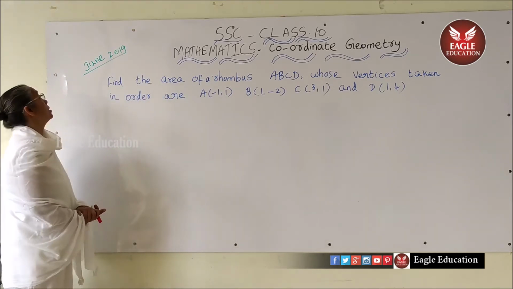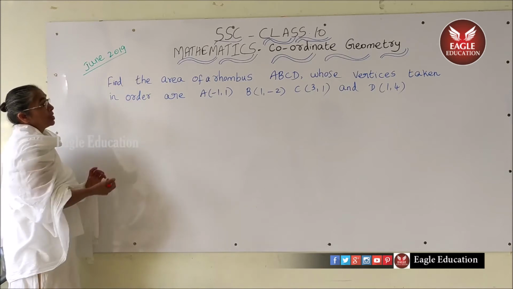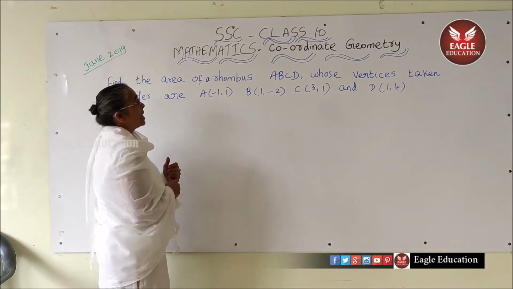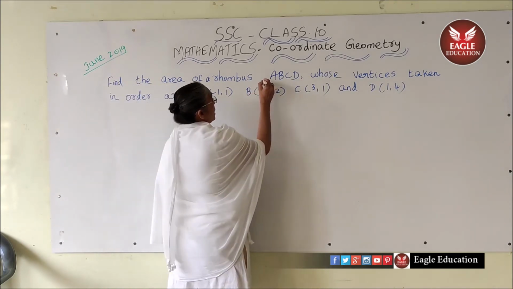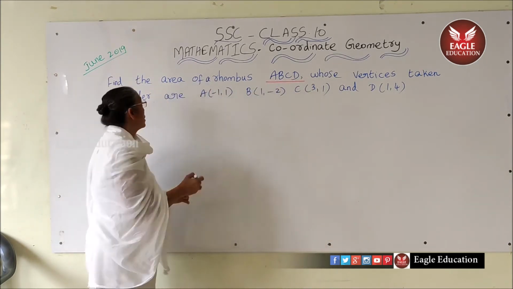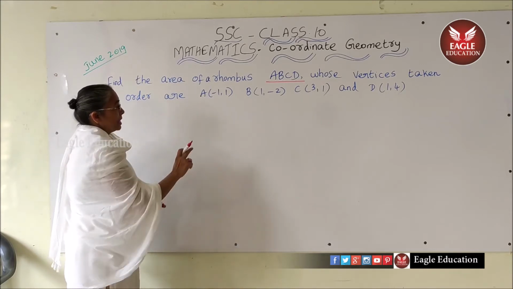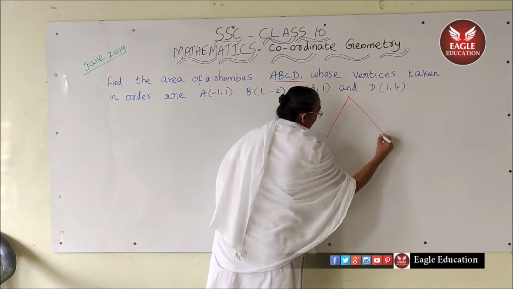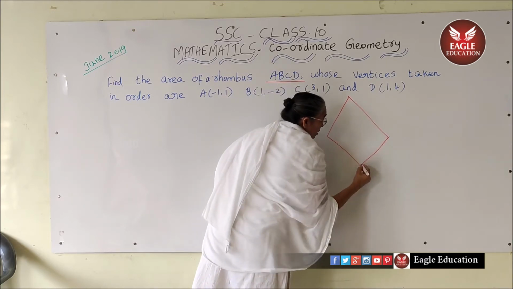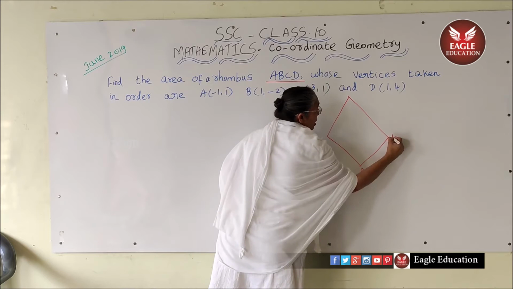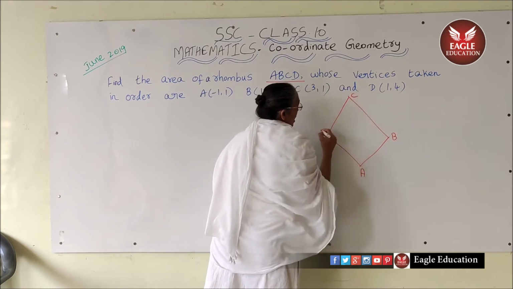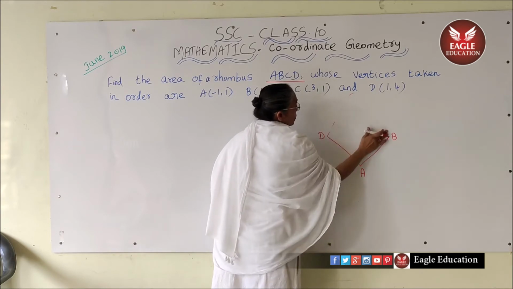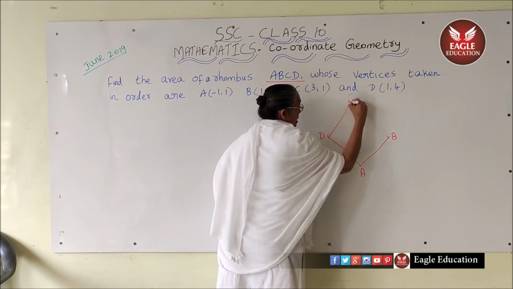First problem is asked in June 2019. Find the area of a rhombus ABCD whose vertices are taken in order. Since it is given, taken in order, you should take it in proper order. Suppose this is A, then this should be B, C, D. So ABCD is a rhombus whose vertices are taken in order.